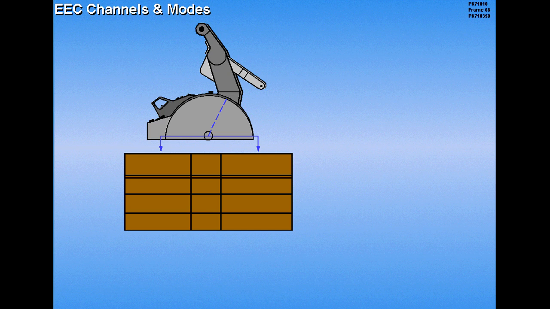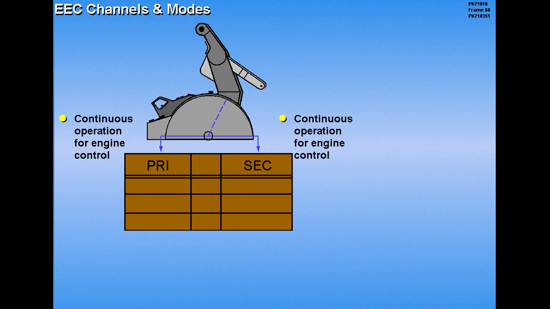There are 2 EEC channels for each engine, designated primary and secondary. Both channels operate continuously, and each channel is fully capable of controlling the engine. Each channel has 3 operating modes: EPR, N1, and N2. Both engines normally operate in the primary channel EPR mode to control thrust.